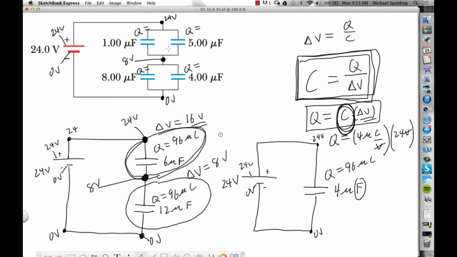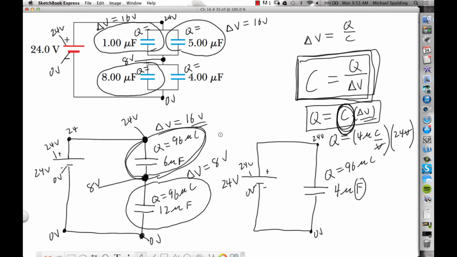So look, what is the delta V across that 5? 16, right? 24 down to 8 is 16. What's the delta V across the 1? 16. Voltage in parallel is always the same. Okay? What's the delta V across this 8? 8. What's the delta V across this guy? 8. Do you guys follow this? Okay. So, now how do we figure out these charges?